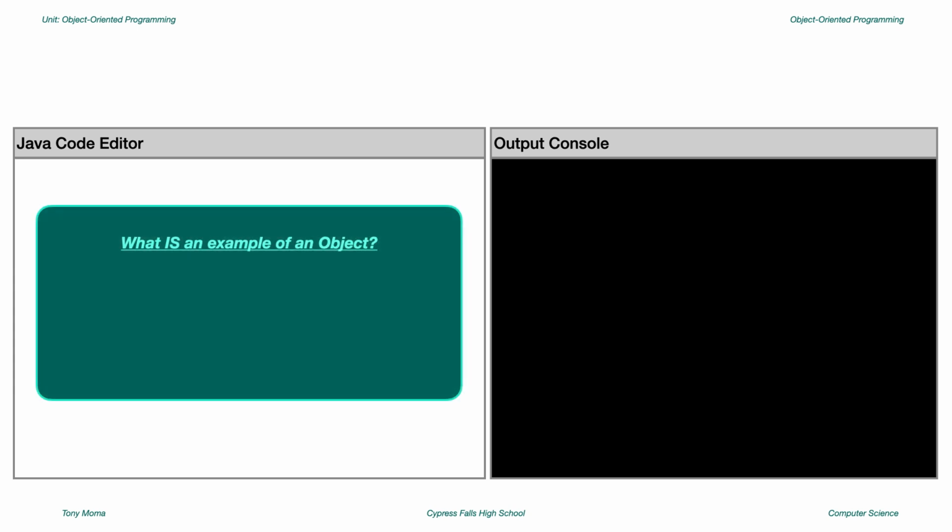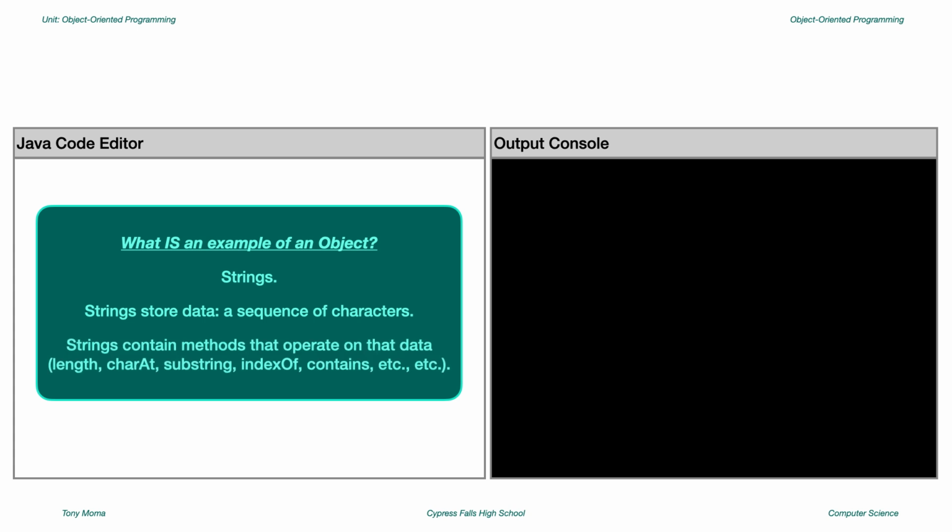Now, what is an example of an object? One example you're most certainly familiar with are strings. As you know, strings store data, more specifically, a sequence of characters. Strings also contain methods that we use to operate on that data. Methods such as the length method, the char_at method, the substring method, the index_of method, contains, and so on and so forth.